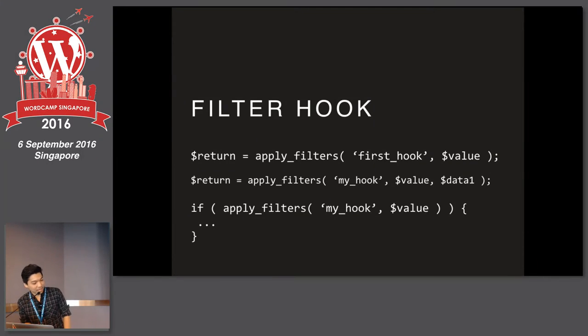Here are some implementations of apply_filters. You can simply pass the hook name and the value to the filter, or you can add an argument as supporting data to the hook's callback. Or you can add this directly as the expression in a conditional statement, and since it can return a value, there's something to validate there when you're adding it in a conditional statement.